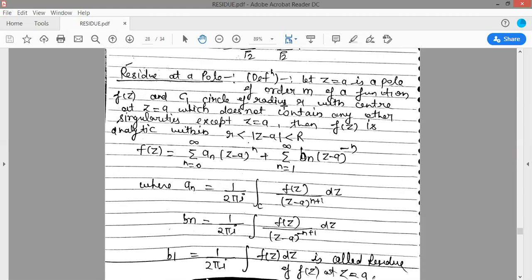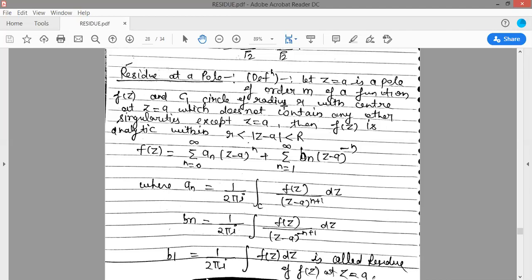But now, what is residue? So the first thing about residue is that we can find our residue only at a pole singularity, not at other singularities like essential singularity, removable singularity, and so on. So we will find our residue only at a pole singularity, right?